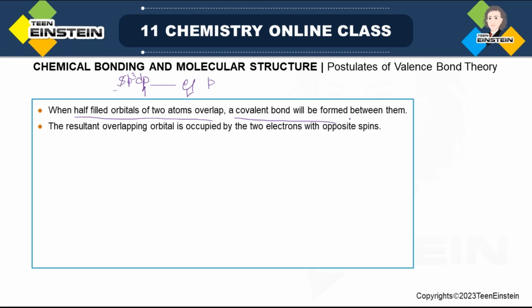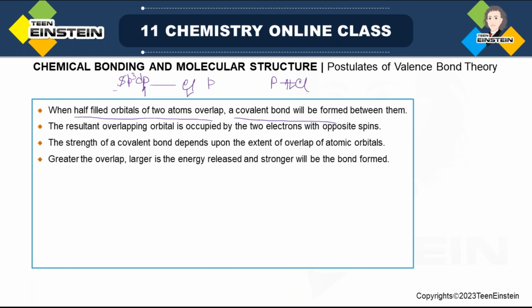Now the resultant overlapping orbital is occupied by two electrons with opposite spin. So once the bond between these two atoms is formed, that is the P-Cl bond, you can consider the molecule PCl5. Once the bond is formed, the electrons will be like this, with opposite spin.